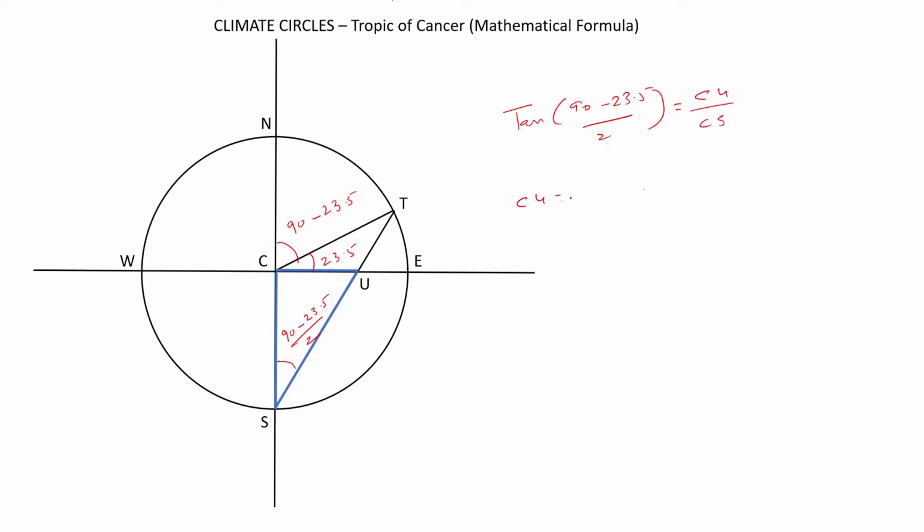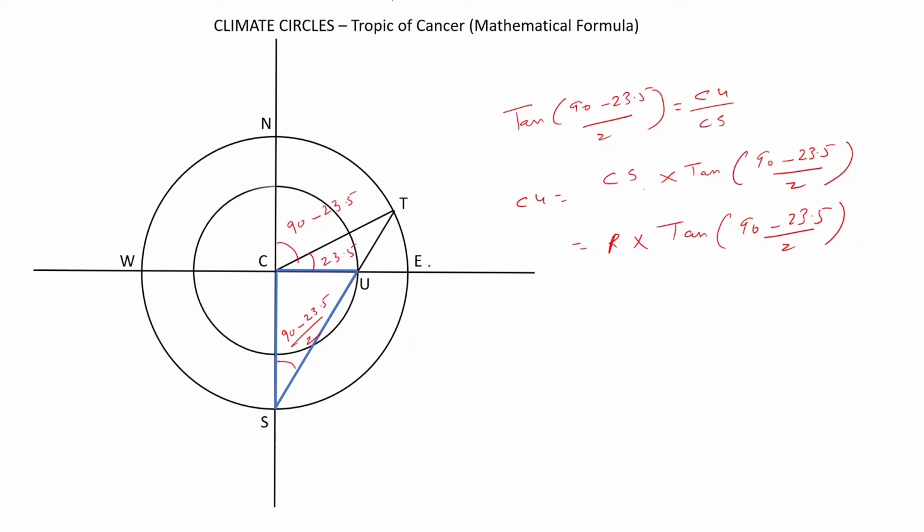CU, which is the radius of the circle of the Tropic of Cancer, is equal to CS, which is the radius R of the circle of the equator, into tan((90 minus 23.5) divided by 2). Find out the radius of the Tropic of Cancer using this formula. Draw a circle of radius CU from the center C.